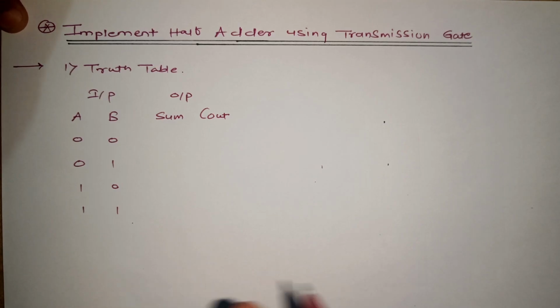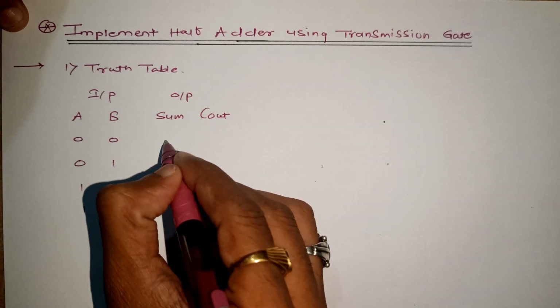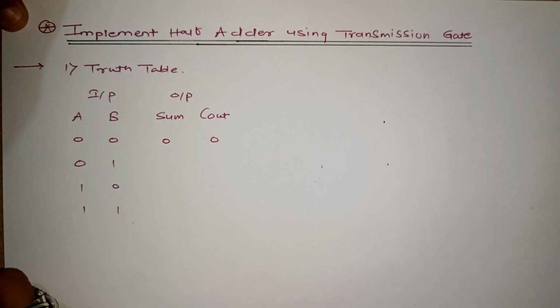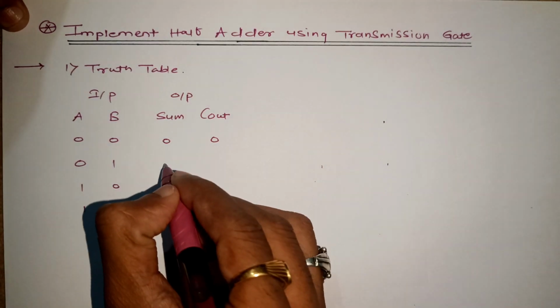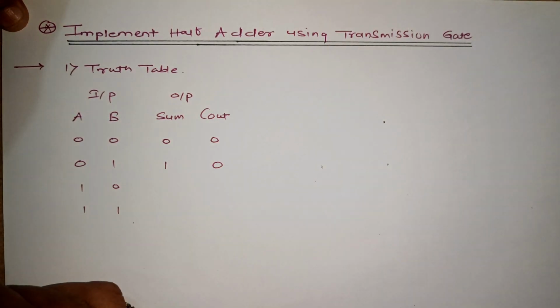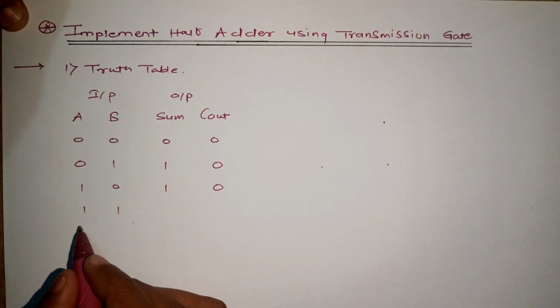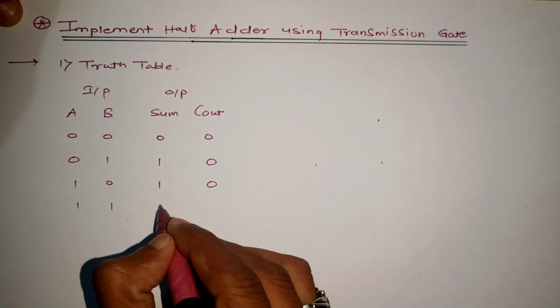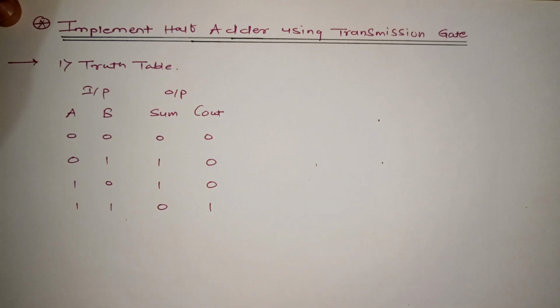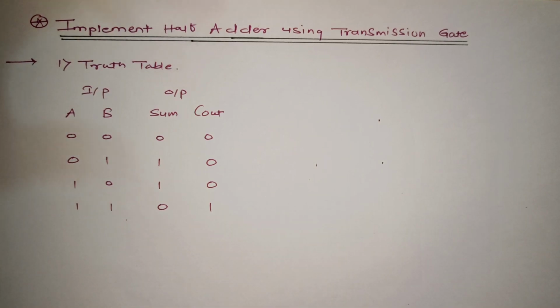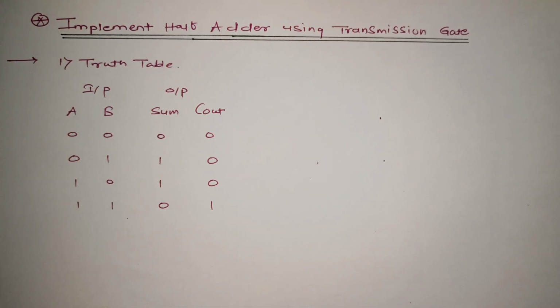Now coming to sum and carry, when I add these terms, for the first combination we'll get 0. 0 plus 1 gives sum 1, carry 0. 1 plus 0 again gives sum 1, carry 0. And for the last, 1 1, we will have sum 0 and carry 1. How it comes, we have already explained while designing the half adder circuit.